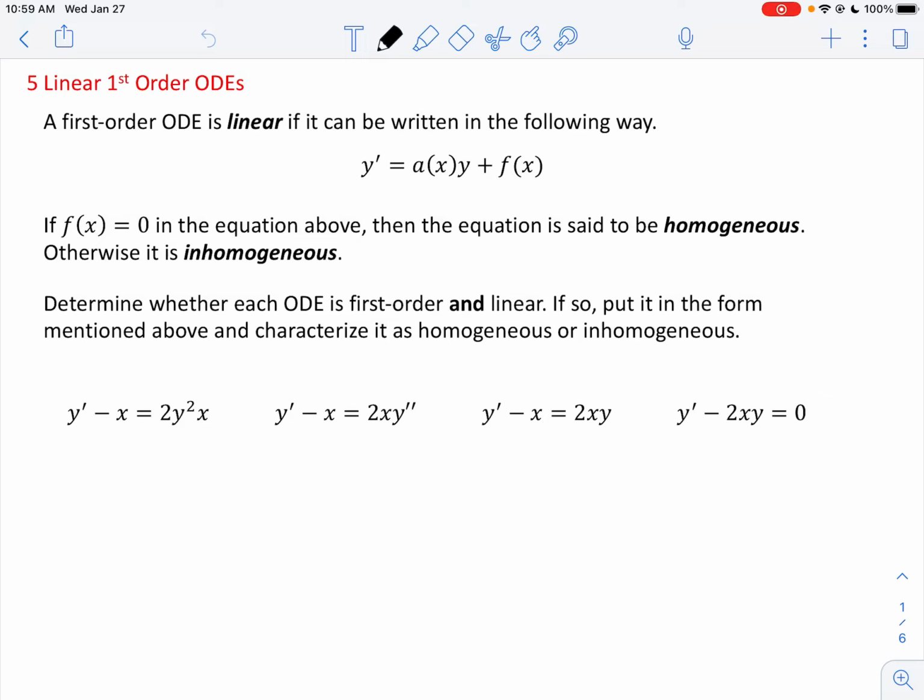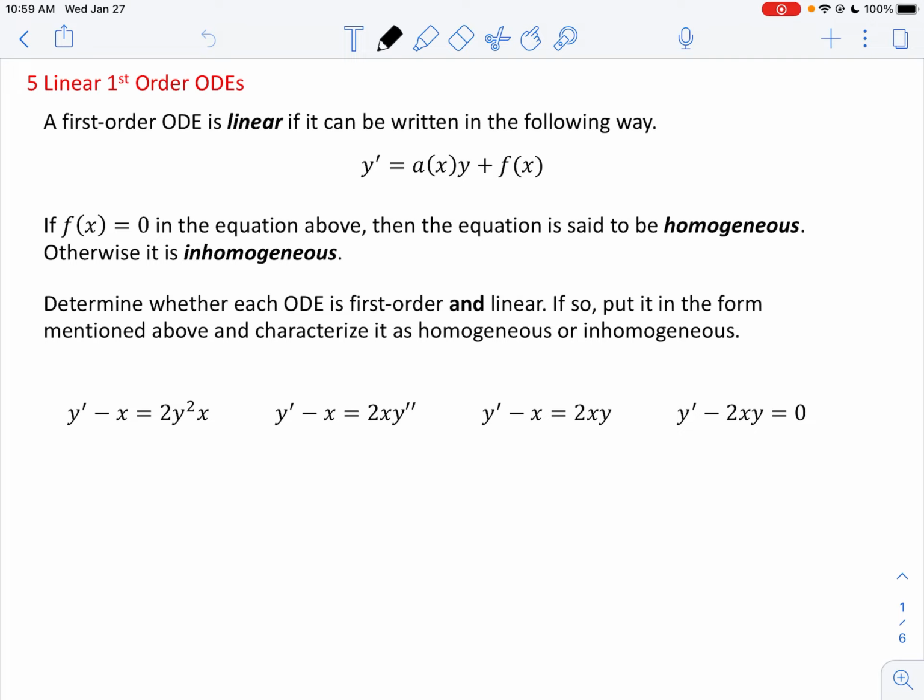Hello, differential equation students. Topic 5 is on linear first-order ordinary differential equations. A first-order ODE is linear if it can be written in the following way: y prime is equal to some function of x times y plus some other function of x. Here, it's obvious that x should be interpreted as the independent variable and y as the dependent variable.